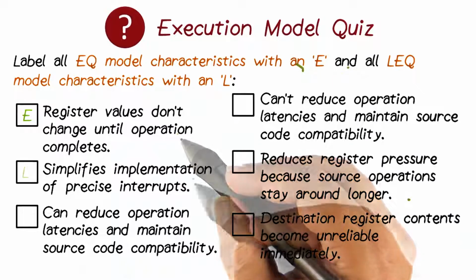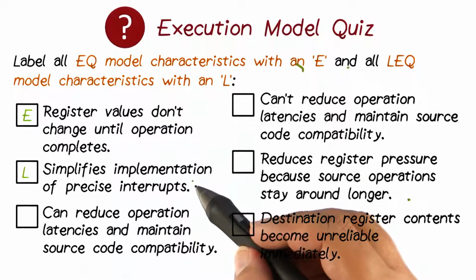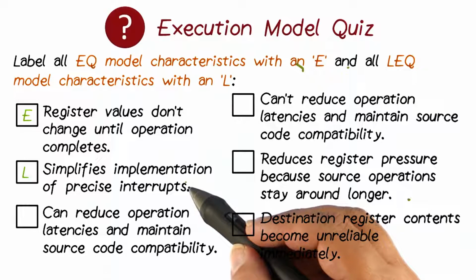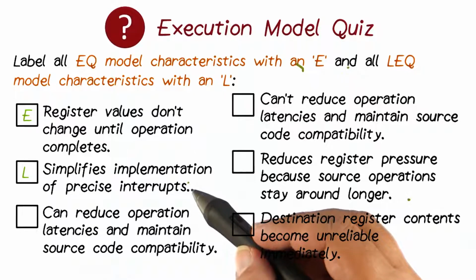The next statement, simplifies implementation of precise interrupts. Is it true in EQ or is it true in LEQ? Obviously it is true in LEQ because the interrupt becomes immediately effective once the operation completes without waiting for extra cycles. Now, what's the problem with waiting for extra cycles? Well, during those extra cycles, some other activity might complete, and therefore you might have to undo that activity to process that interrupt. And that's the complication.